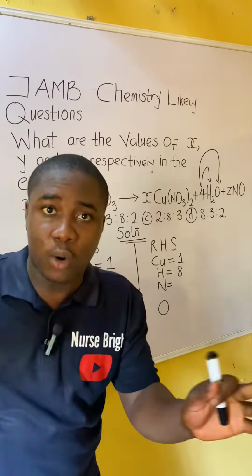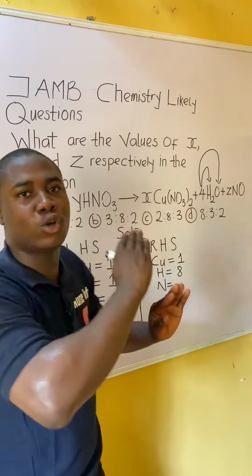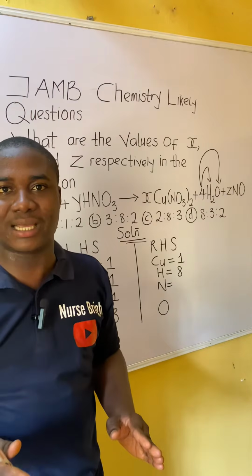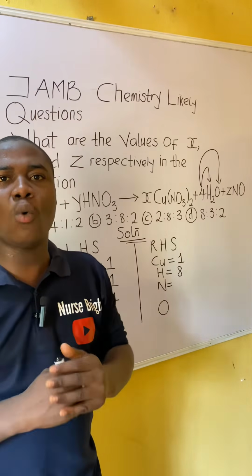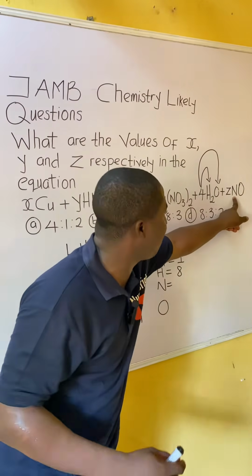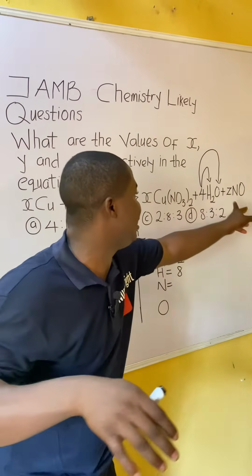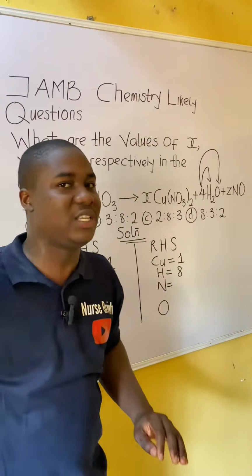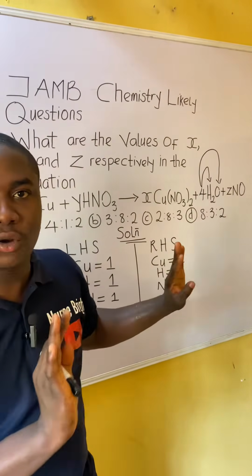We are not done. Are you there? I cannot just come here and write 2 because nitrogen was also present in the right hand side. So please listen carefully. This thing is very simple. So what do we do next? The next step is to determine how many nitrogen we have here as well. The letters they are bringing, we don't have business with them for now. We'll use them at the end to get the answer. But first of all, leave those things.